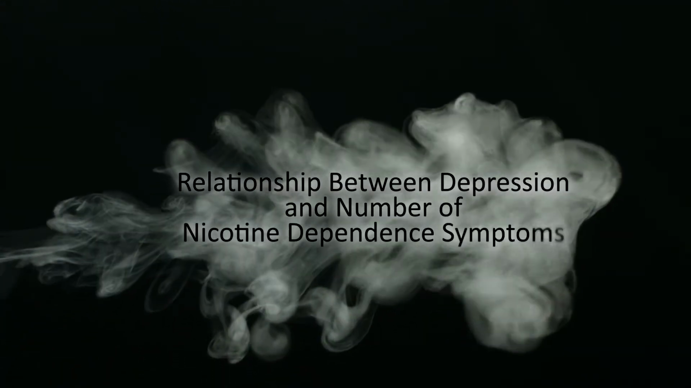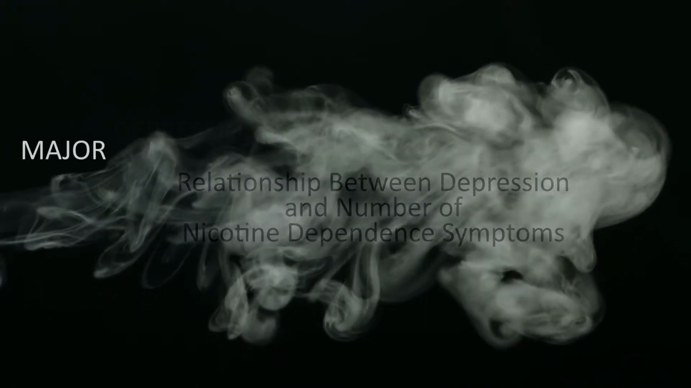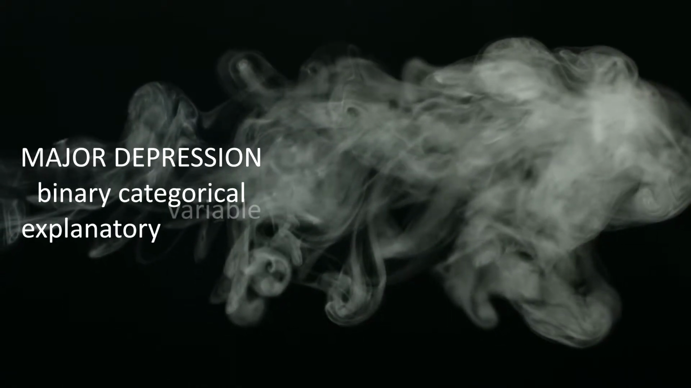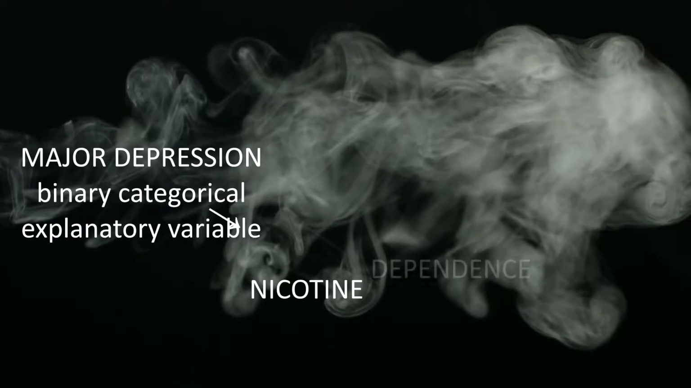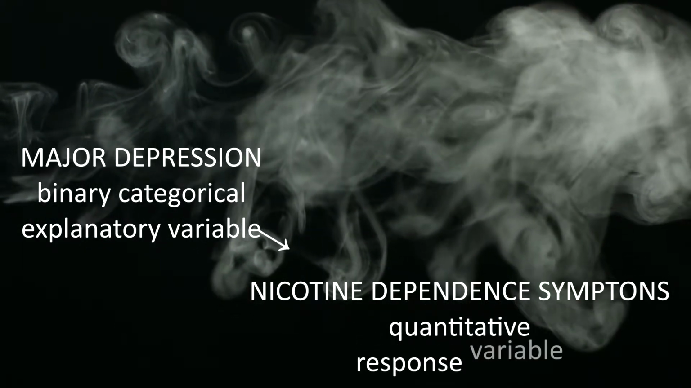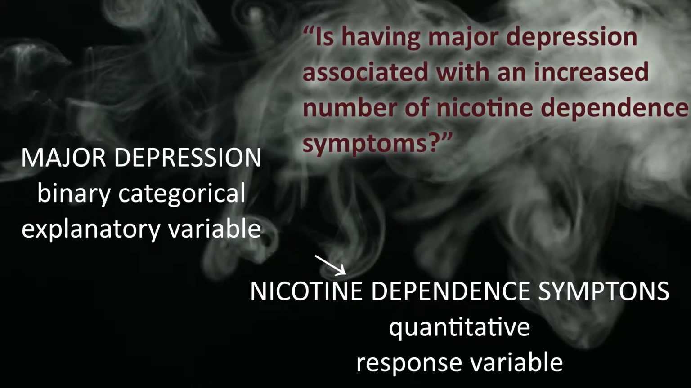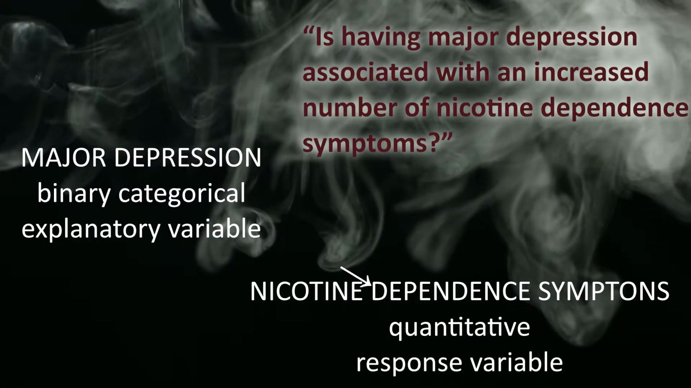Let's look at the output testing the linear relationship between depression and number of nicotine-dependent symptoms, where major depression is a binary categorical explanatory variable and number of nicotine-dependent symptoms, ranging from 0 to 7, is a quantitative response variable. Our research question is: is having major depression associated with an increased number of nicotine-dependent symptoms? In this code, the response variable comes first, then the explanatory variable.